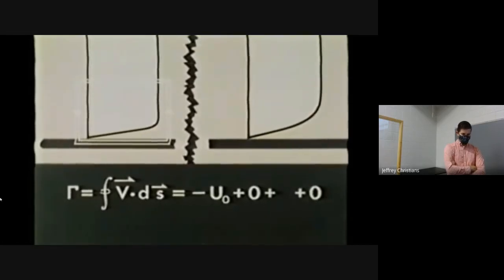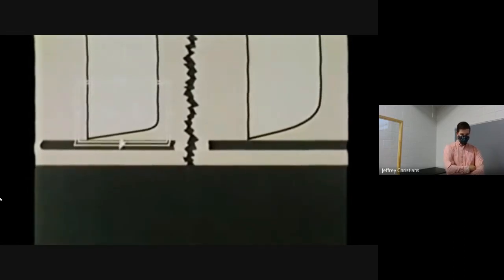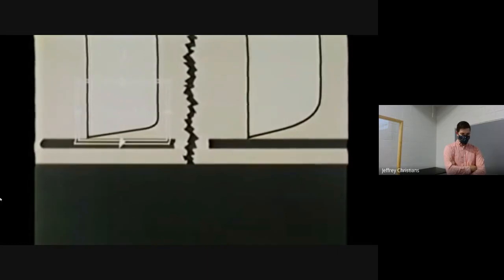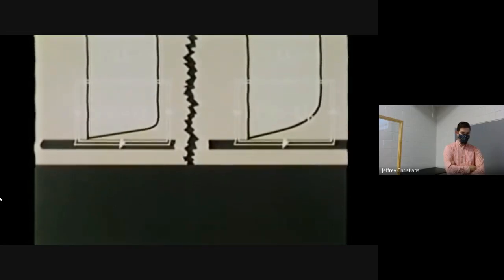Because there is no slip, the velocity contribution to the circulation at the surface is in fact zero. Therefore, the circulation is minus the free stream velocity times a unit length. Downstream, the circulation is also equal to minus u naught times the unit length. The total amount of vorticity within each contour is the same.